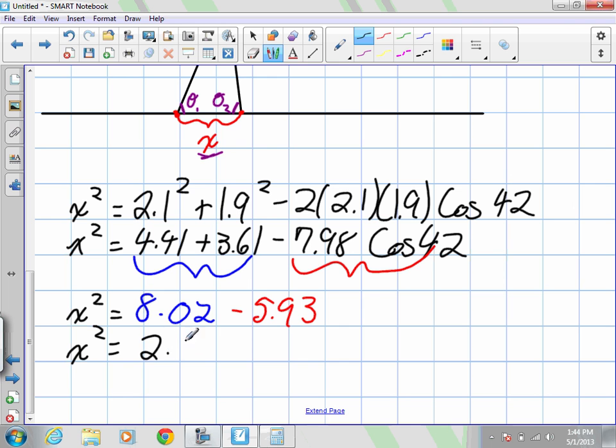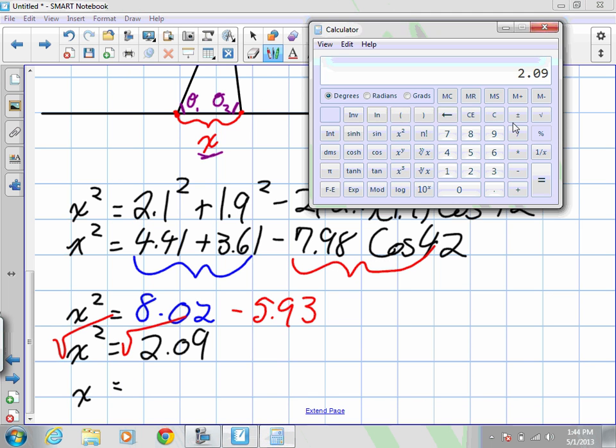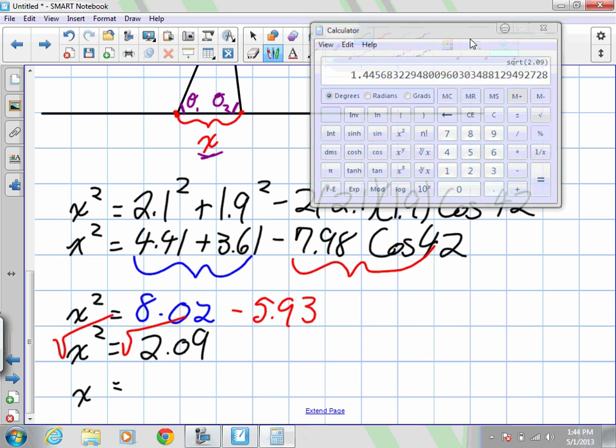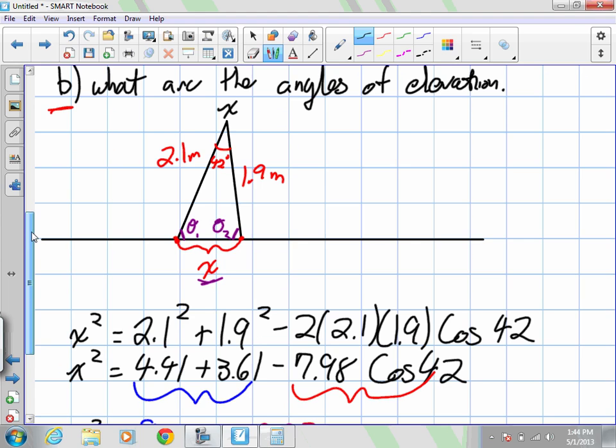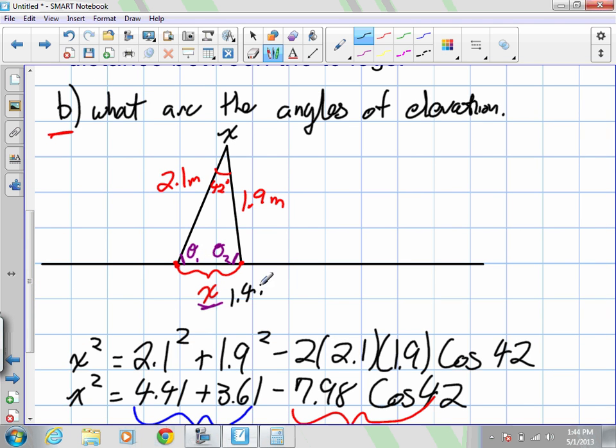Are we done? Is that the side length? No. We have to root it. Because this is squared here, we'll get x is equal to the square root of this value. The square root of that value is 1.44. So the max distance between the two legs is 1.44 meters in length. Good, we have that, but now we need to find our angles.